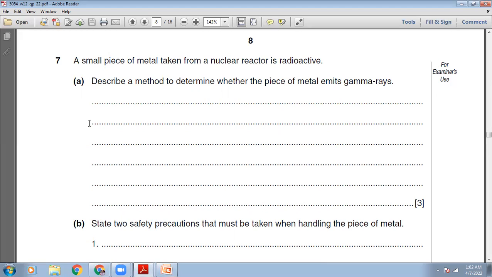Then remove the paper and place an aluminum foil of 5 millimeter thickness, and you will again observe no change in the reading on the GM tube. This means the radiation coming from that sample cannot be stopped by the paper, and also cannot be stopped by the aluminum foil. So that means the radiation is gamma rays, because gamma rays cannot be stopped by the paper or by the aluminum foil. So that's a 3 marks question.